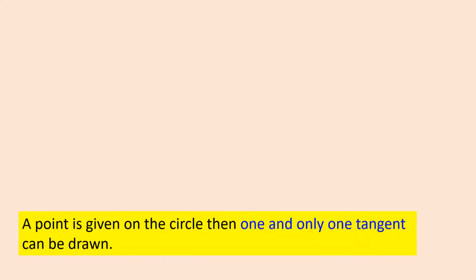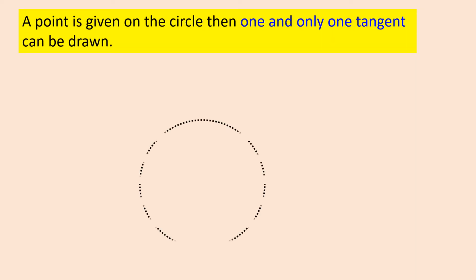Now we will see how many tangents can be drawn when a point is given on the circle. So the circle with center O is given and a point is given on the circle. We can draw one and only one tangent. So let us go to the next part.